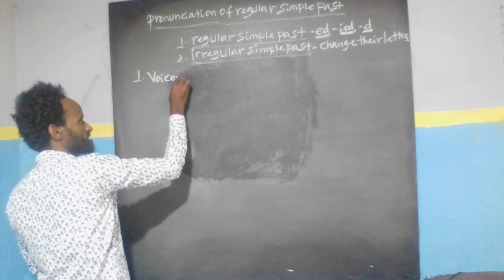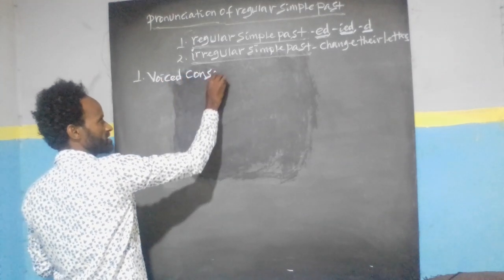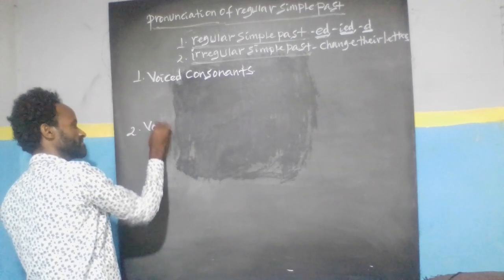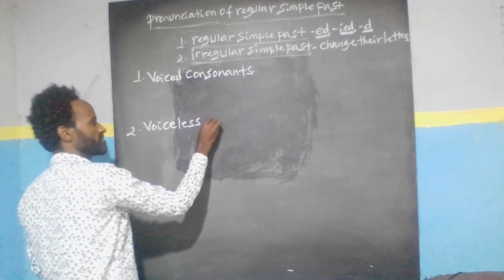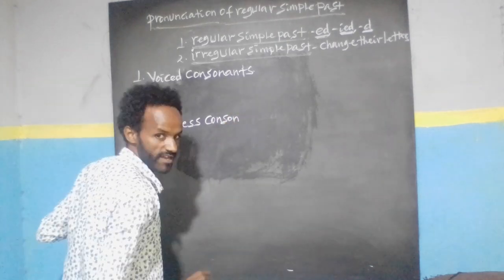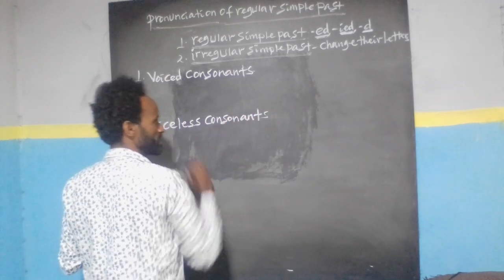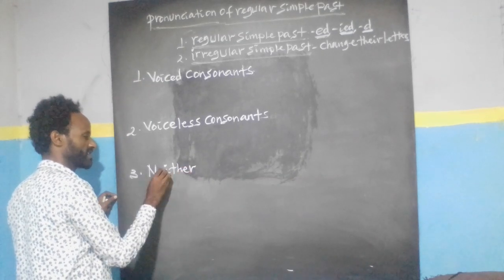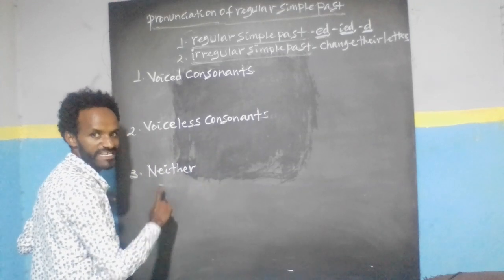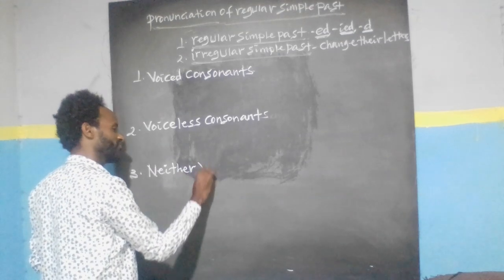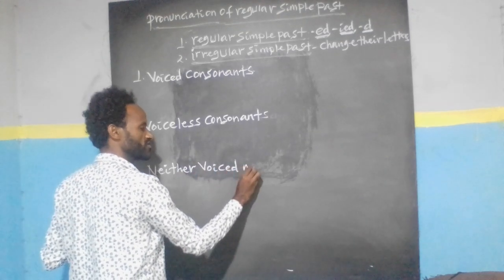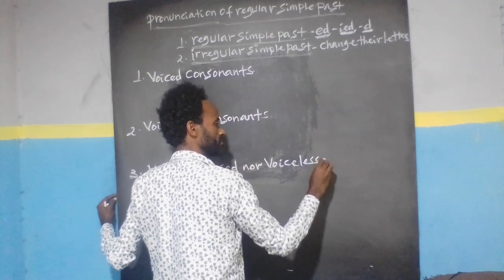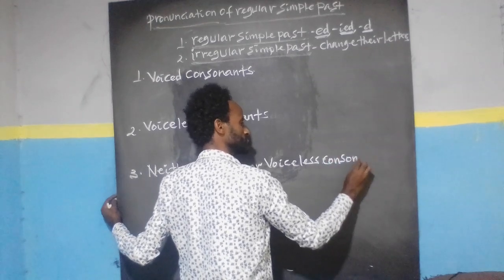Voiced consonant letters. And what about the second? The second one is voiceless consonants. I'm not talking about the vowel letters, okay class? Consonant letters. The third one is neither voiced nor voiceless. You can say neither or neither, we can pronounce it in two different ways. Neither voiced nor voiceless consonants.